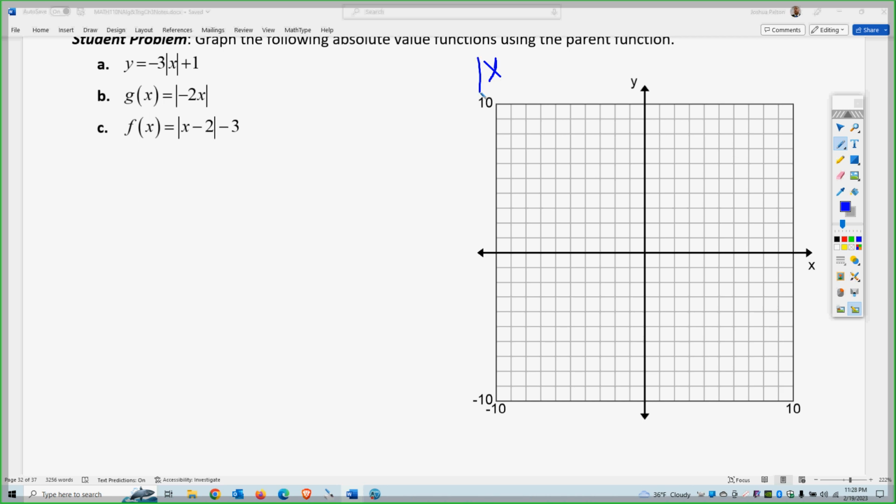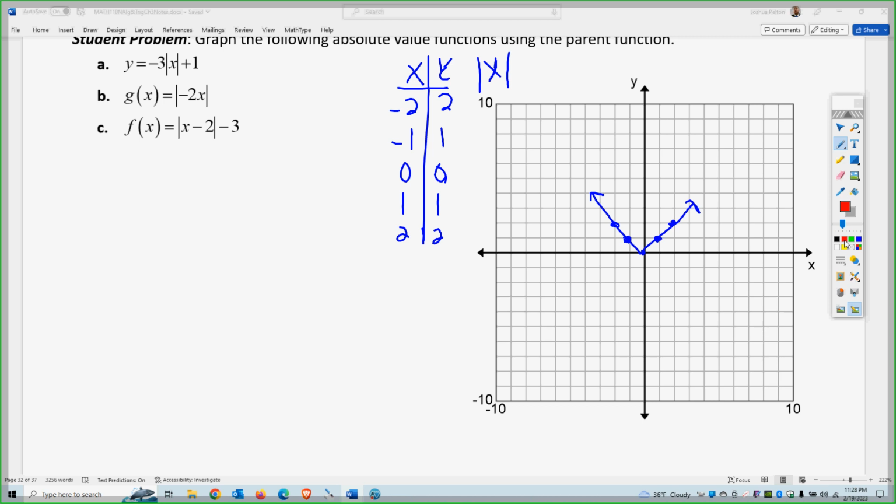All right, so the absolute value of x. For x and y, we'll do a table of -2, -1, 0, 1, and 2. So with the absolute value, we get 2, 1, 0, 1, and 2. Okay, so on the graph, (-2, 2), (-1, 1), (0, 0), (1, 1), and (2, 2). There's our absolute value V. Okay, let's do our transformations.